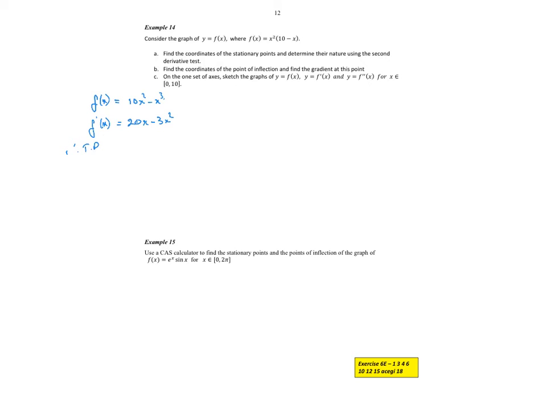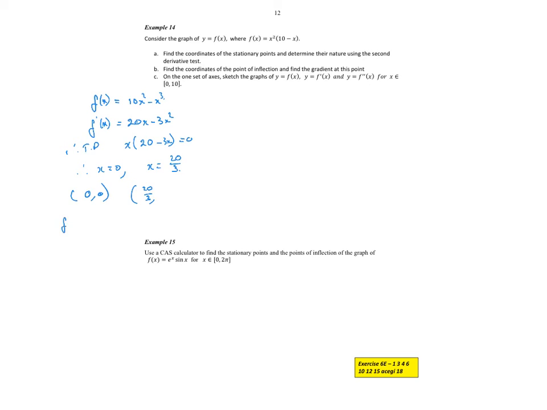Turning points, I'm going to take x out the front. 20 minus 3x equal to 0. Therefore we get x equal to 0, and x is equal to 20 over 3. So at x equal to 0, y is equal to 0. And at x equal to 20 on 3, what's y equal to?